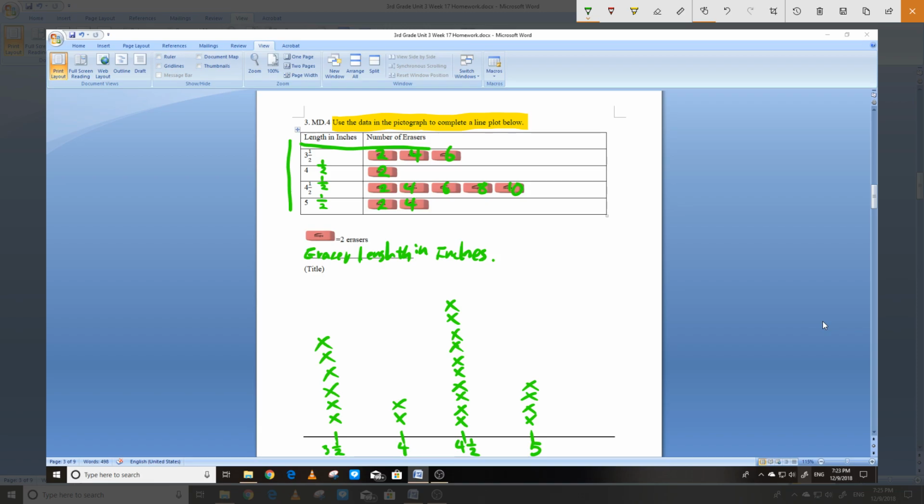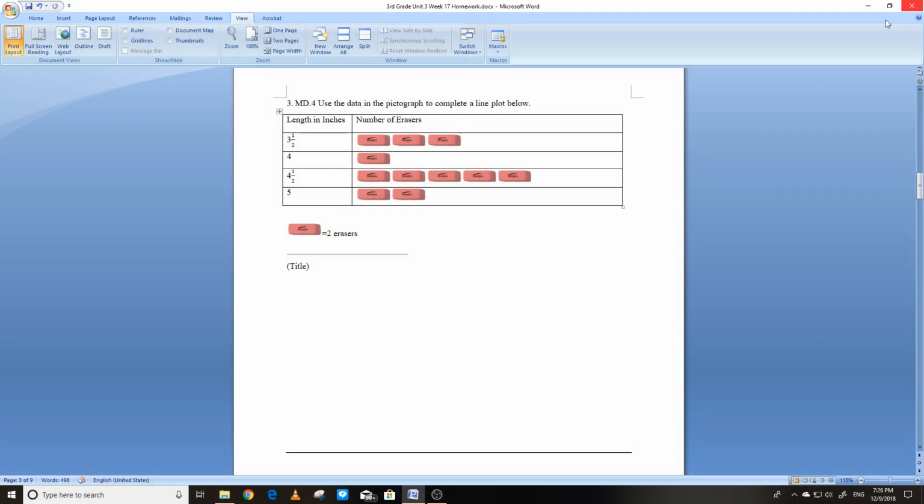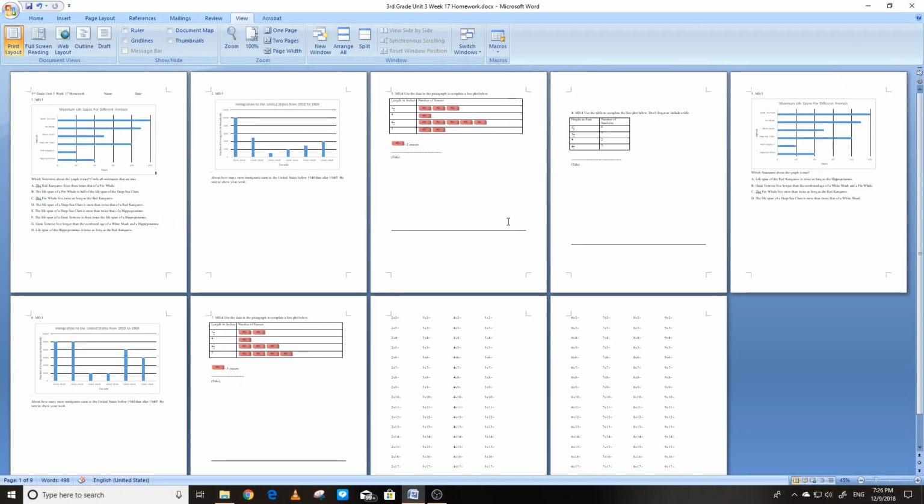Now, you have plotted this one correctly. Make sure you read the key here. The key will tell you how many of these actual erasers here stands for. Basically, the key tells you what you're counting by. In this case, you're counting by twos, but in a different question, you might be counting by a different number. So always read the key. Thank you so much. All right, let's take a look at number 4.